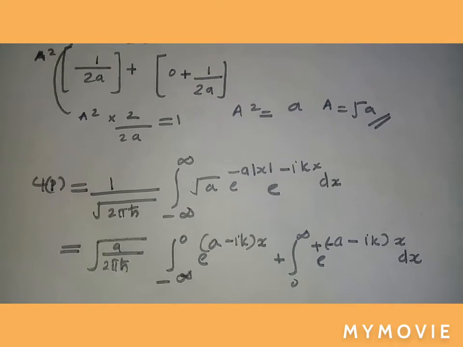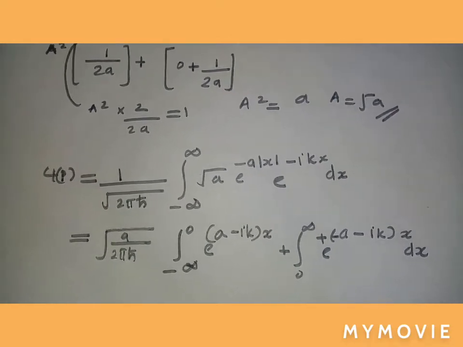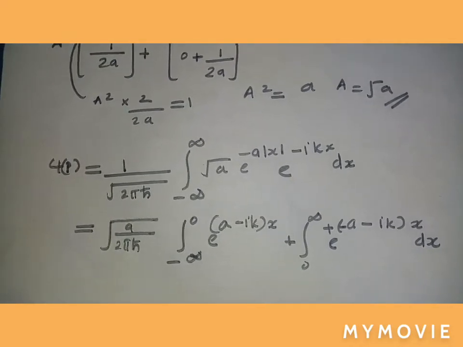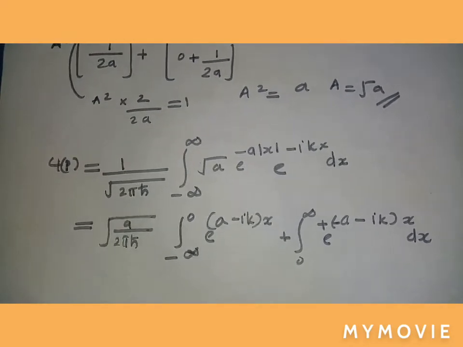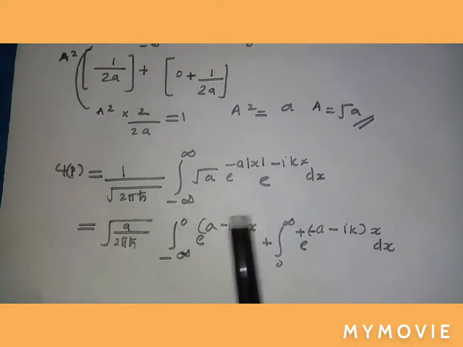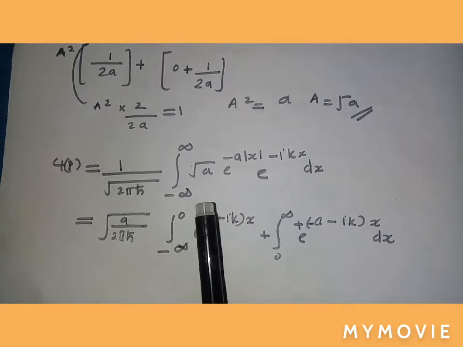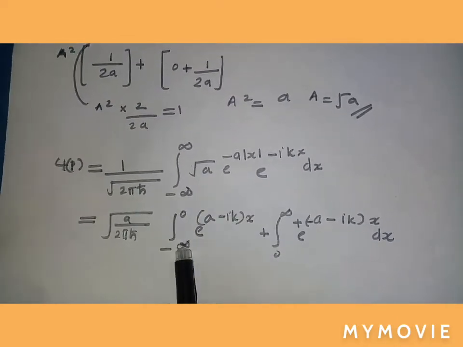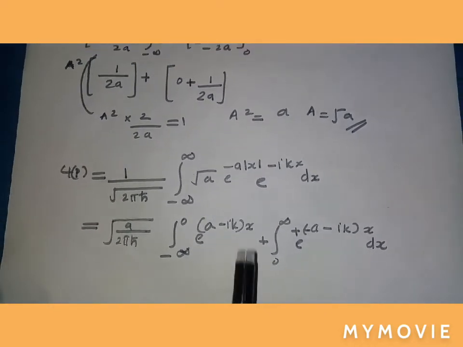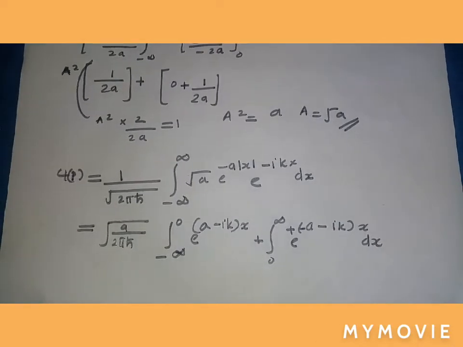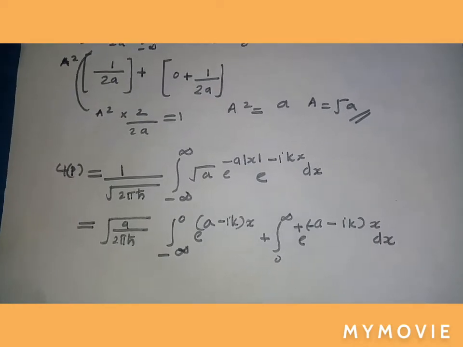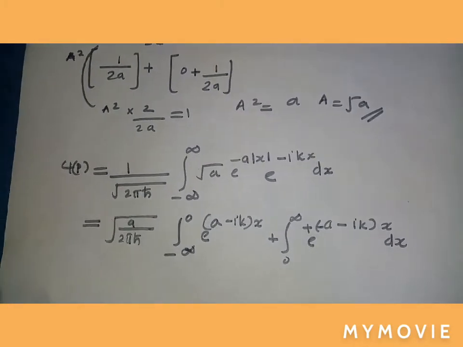After finding the normalization constant, we next find the wave function in momentum space, that is 1 by under root 2 pi h cut integral from minus infinity to plus infinity psi of x e raised to minus ikx dx. So substitute the wave function, and we can separate the integral because there is a mod x function. So minus infinity to 0 and 0 to infinity: from minus infinity to 0, mod x is minus x, and from 0 to infinity, mod x is x only.